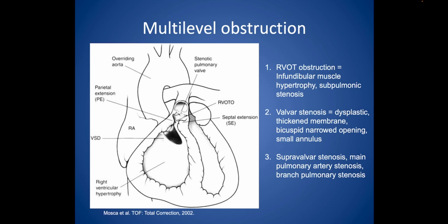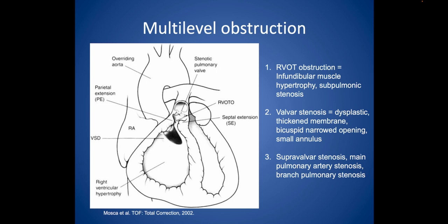When we think about Tetralogy of Fallot, it's not just pulmonary stenosis, but it really is a multi-level obstruction, and it starts all the way in the subpulmonic area, sometimes also known as the infundibular area or the infundibular muscle. And so in that right ventricular outflow tract, you can see obstruction there, along with valvular stenosis. Depending on the type of lesion, you can see dysplastic valves, thickened membranes, bicuspid narrowing, and the annulus also to be significantly small.